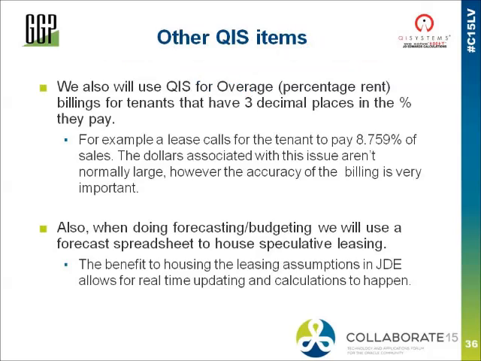Other QIS items. So we also do overage or percentage rent billing. JDE limits you to 2 decimal points. We actually have a tenant whose lease calls for 3 decimal points. So without QIS, we're either manually billing them or putting in the 2 decimals, and every time we have unapplied cash, one way or another, sitting out there.